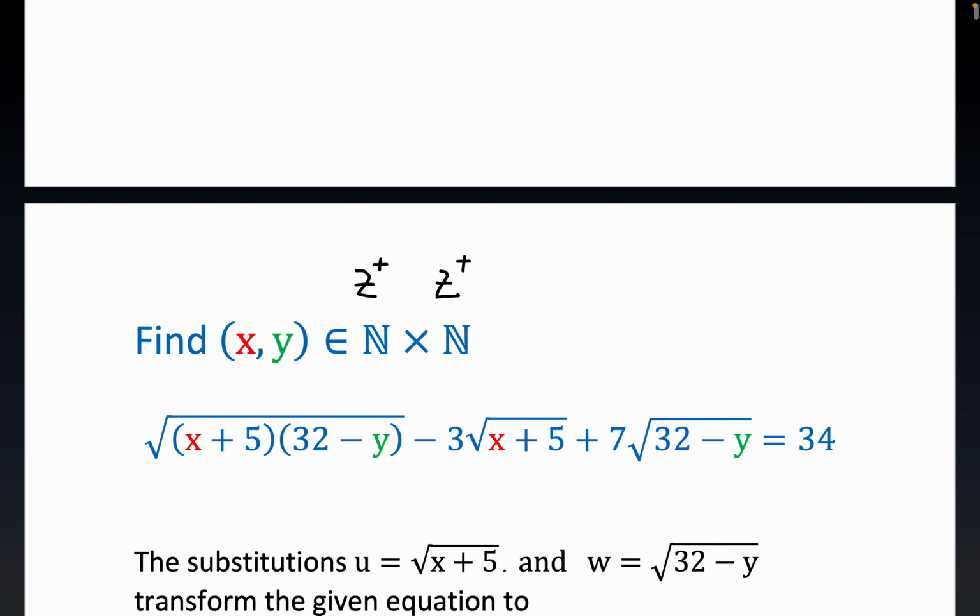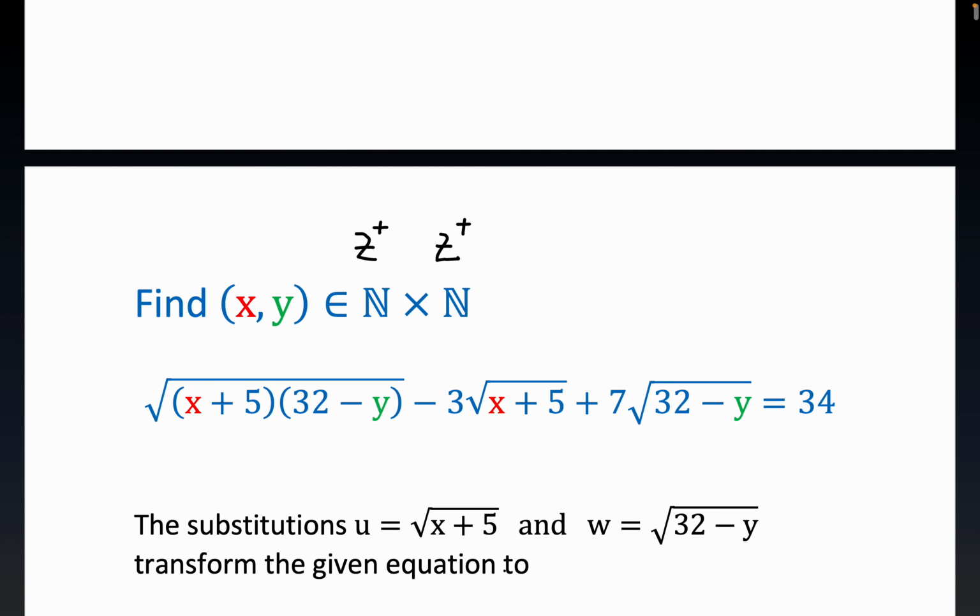Now, there's a very natural substitution. If you look at the way this is set up, we have x plus 5 occurring twice in the radical, and also 32 minus y. So these substitutions are quite natural and to be expected on a problem like this. If you just tried to square away, it would be fairly messy, maybe intractable.